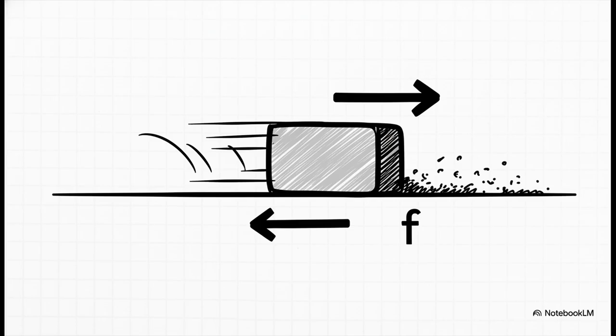We've got a block, it has some initial speed, and it just slides on a flat surface until friction brings it to a complete stop. Our job is to figure out the power developed by that friction force, but in two very different situations.